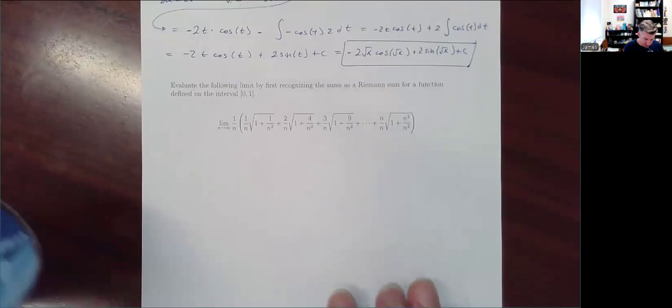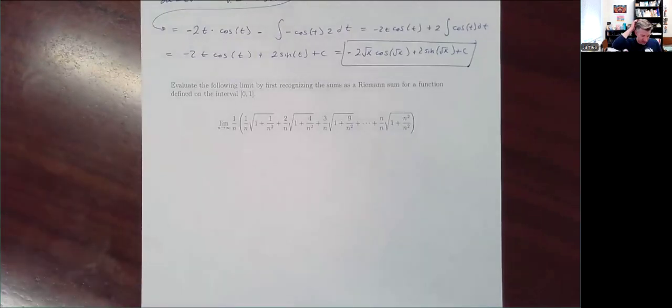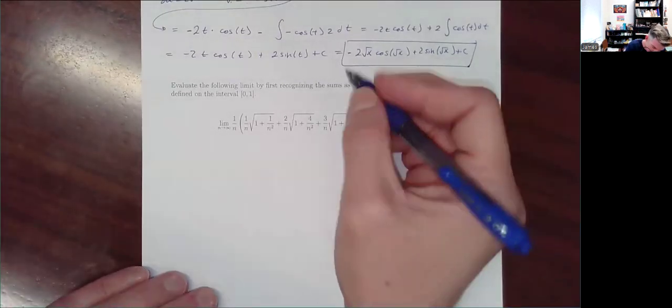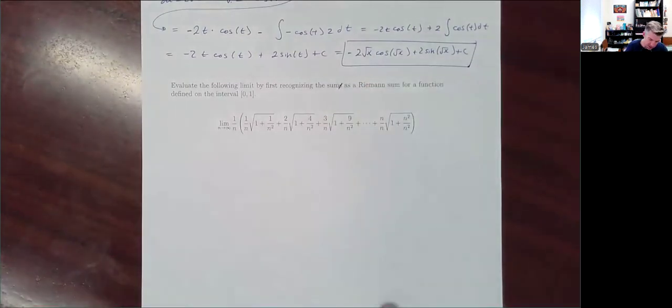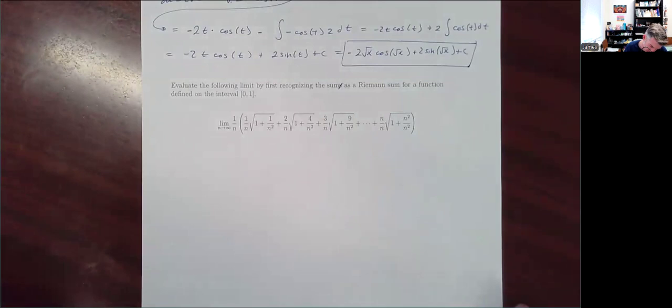Last question. Evaluate the following by first recognizing the sum, not sums, as a Riemann sum for a function defined on the interval from 0 to 1. So the idea here is that this is the limit of a Riemann sum, meaning it's an integral.